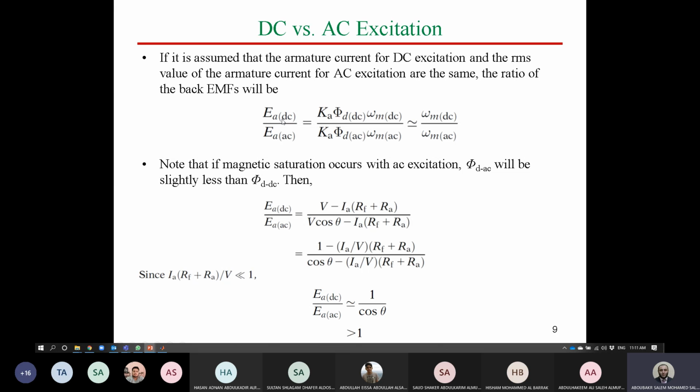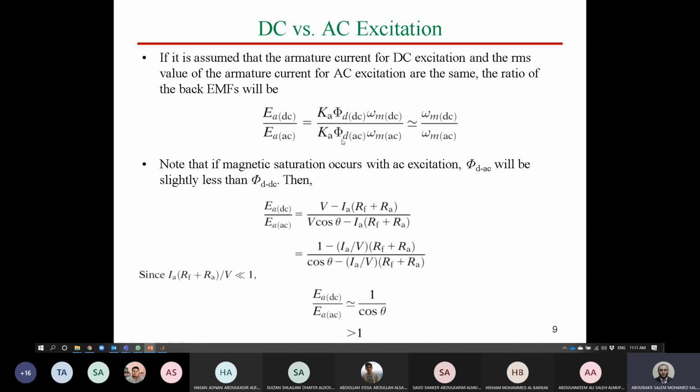So firstly, for DC, we can say E_DC equals K multiplied by phi multiplied by omega, as we discussed previously, which in AC it's K multiplied by phi_D, this is the RMS value, by omega. So this is here for AC, and this is for DC. And we can say it's approximately equal to omega, the ratio DC over AC. So this is now the relation.